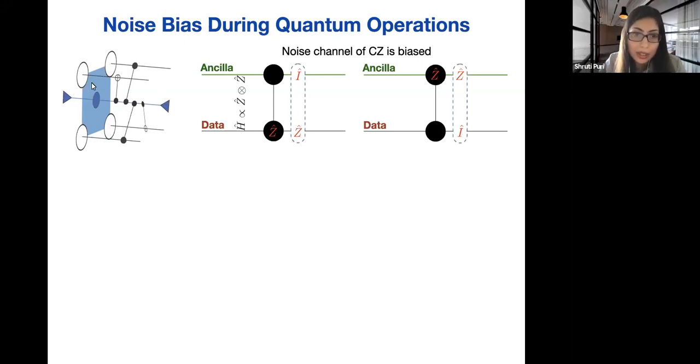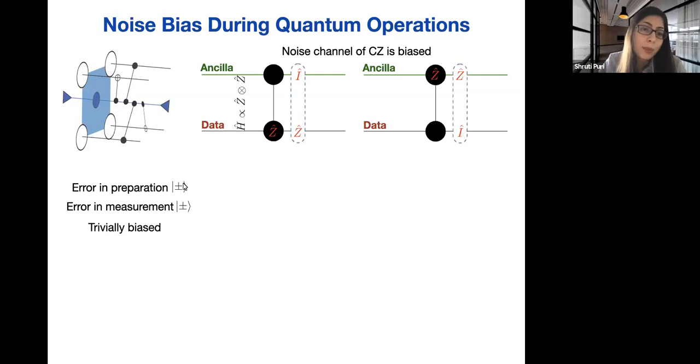The other elements of this measurement circuit are the preparation of the ancilla and the measurement of the ancilla. Again, these errors are trivially biased. You are preparing and measuring the ancilla along the x-axis. So it's either in the plus state or the minus state. And a Z error will only take plus to minus and minus to plus. So that's it. The errors in preparation and measurement are trivially biased, just like the CZ gate.